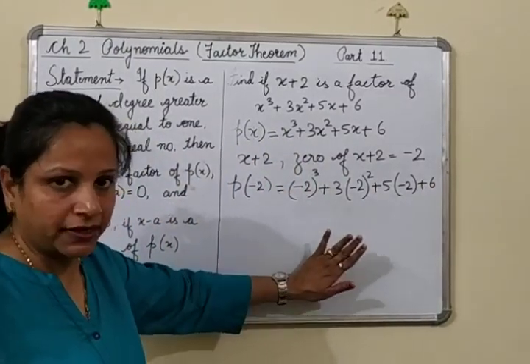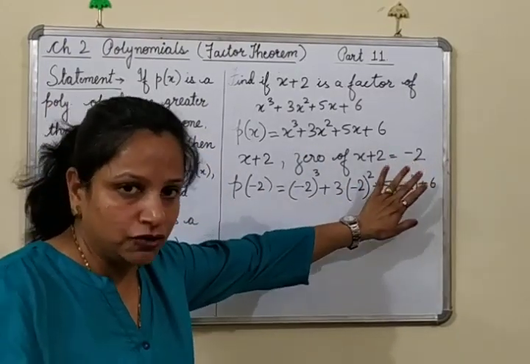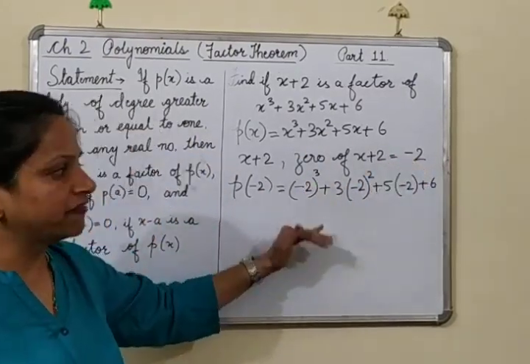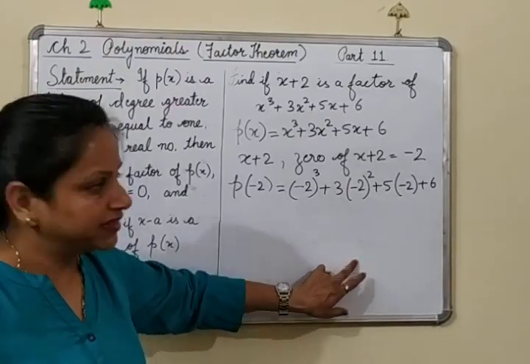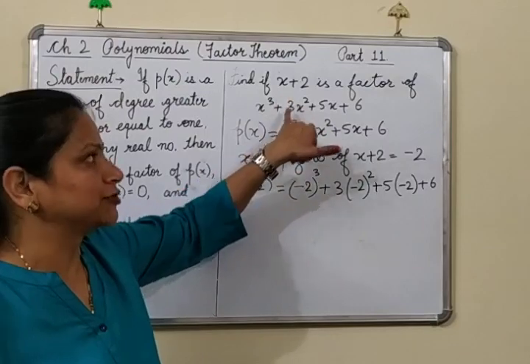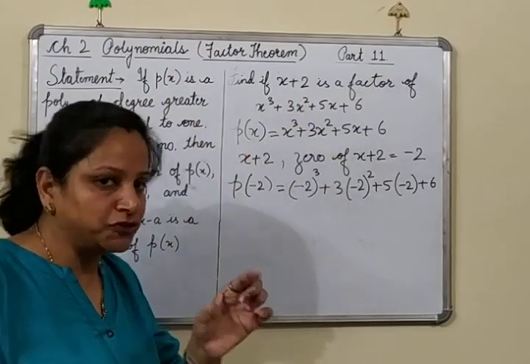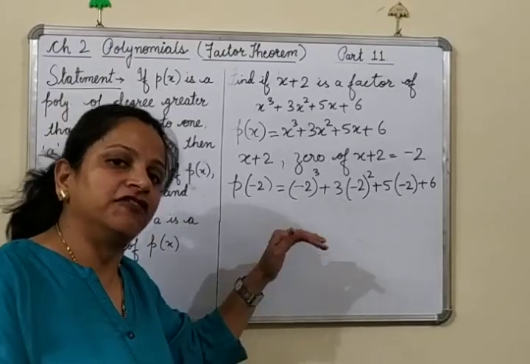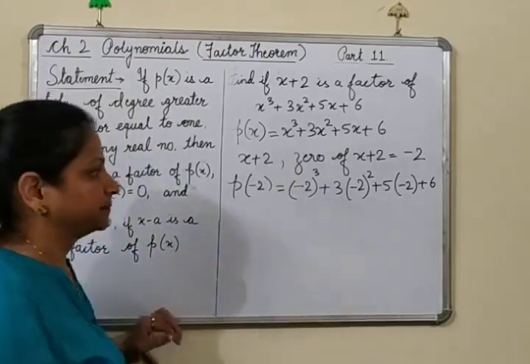Till now we have done the same thing. There also we calculated the 0 and put this value of 0 in p(x). Then we find the remainder. Now in this case we see if the remainder comes out to be 0, then we say that x plus 2 is the factor. In the earlier one we had to find the remainder, whatever it came out to be. Here we have to check: if it is 0, then it will be the factor. If it is not 0, then it is not the factor.